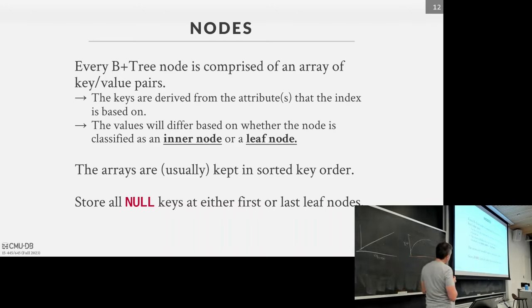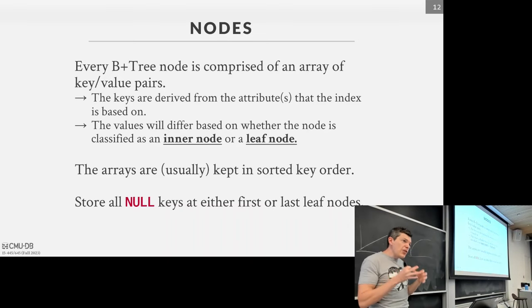The values will differ depending on whether it's an inner node or a leaf node. If it's an inner node, the value is a pointer to some page below us. If it's a leaf node, then it's going to be either, again, the pointer to the tuple. I'm using pointer not in the memory address sense; I mean a page ID or the record ID. Or it could be the actual tuple itself. The arrays within the nodes themselves are typically kept in sorted order, but they don't have to be.